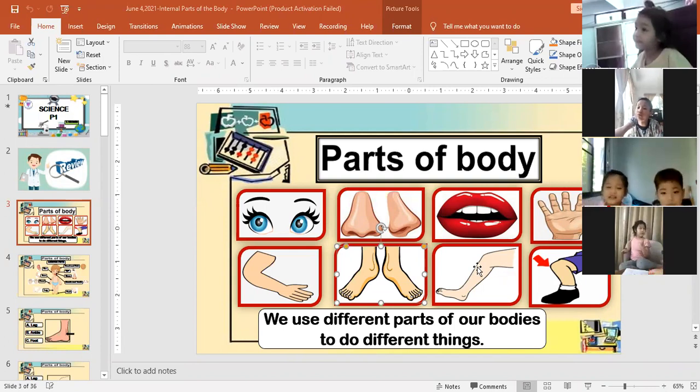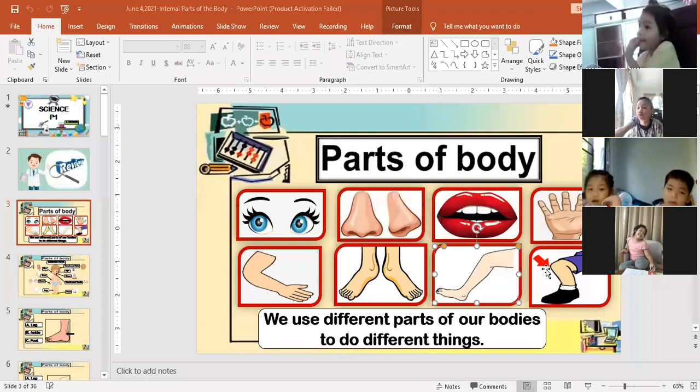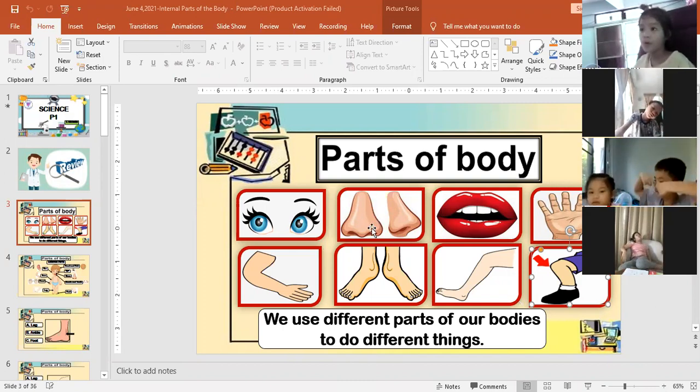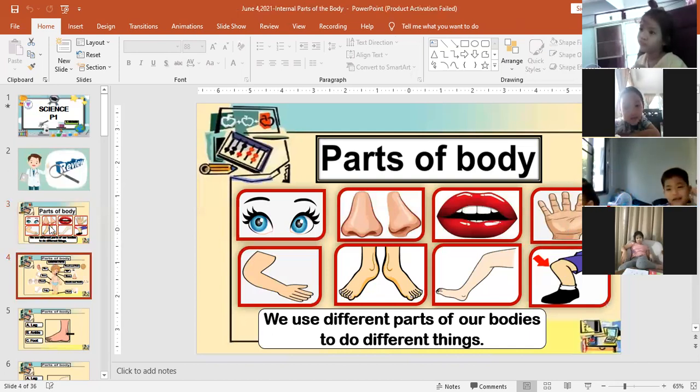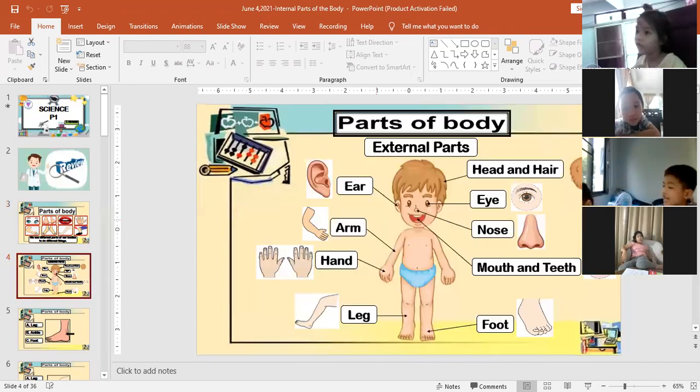How about this one? A part of your foot or feet. This is leg. Very good. And the last one is, I will call knee. Okay, very good, knee. Again, eyes, nose, mouth, hand, arm, feet, leg, and knee. So these are the parts of the body. You can find it outside your body.